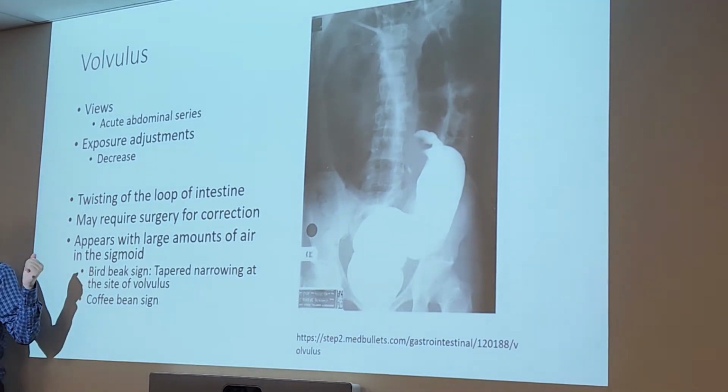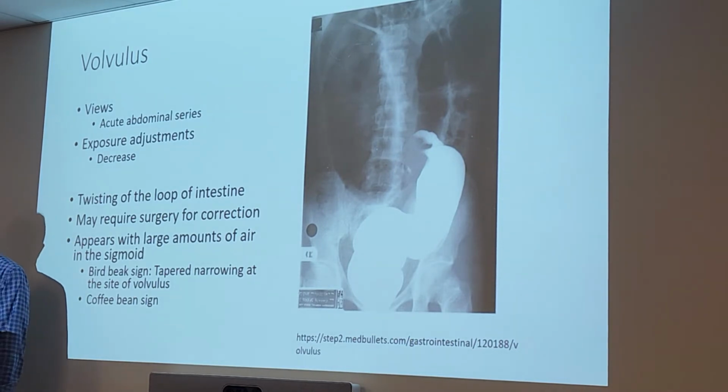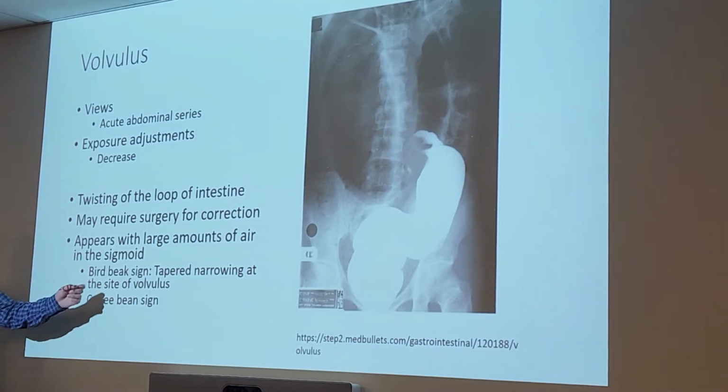The way this appears is that you get a large amount of air in the sigmoid. And when you get a large amount of air in the sigmoid, you end up with these two unique-looking structures. If the patient has contrast, you end up with a bird beak sign.